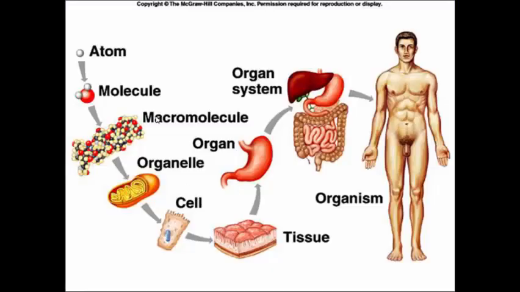Alright, here's a nice little flowchart that goes from the very simple, the atom. Atoms, here you have molecules. This is actually the compound water here. Macromolecule, then organelles, those are part of cells. Cells together form tissues. Tissues together form organs. Several organs together form an organ system. And several organ systems working together form an actual organism, the most complex level of organization.